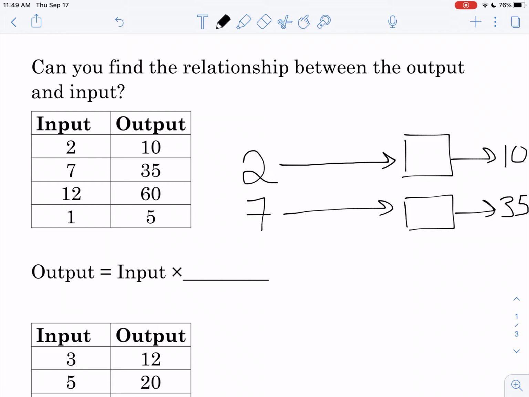If you look at the relationship between the input and the output, hopefully you noticed that the input is multiplied by 5 to create the output. So we say that the output equals the input times 5. We call this number the multiplier.